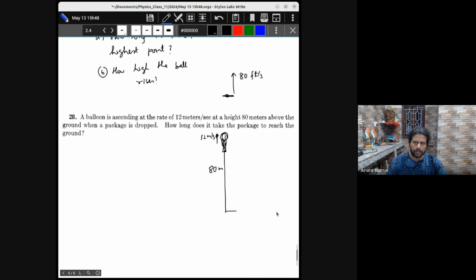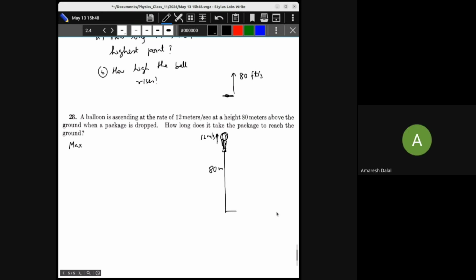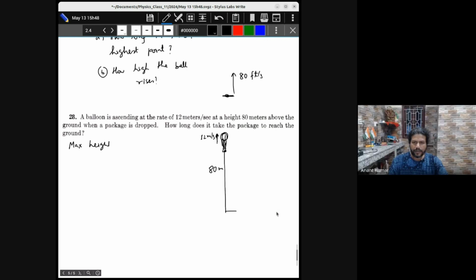Actually, can you find out what is the maximum height from the ground which the package attains? Sir, 80 plus 7.2, 87.2. Okay, fine. तो बेसिकली ये पैकेज जो है पहले थोड़ा ऊपर जाएगा, तो उसके पास एक इनिशियल वेलोसिटी है। जिस मोमेंट पे ड्रॉप हुआ, it also got the same velocity which is of the balloon, so it first goes up and then comes down, isn't it? That's fine.